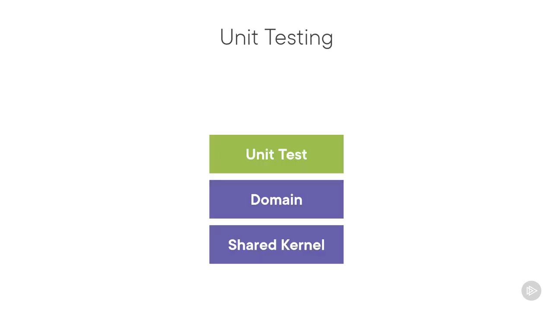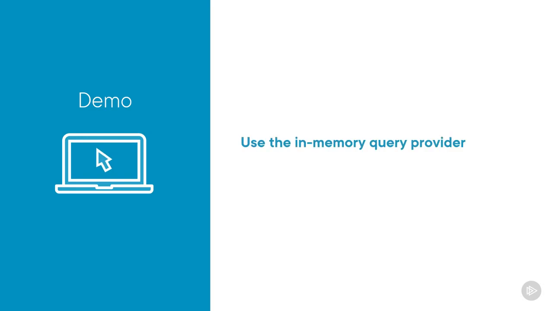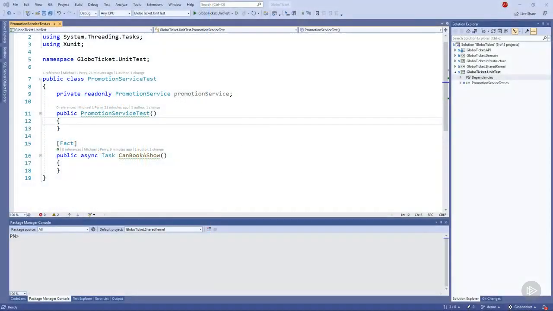Carlos adds the unit test project to the solution. He tests against the domain project so that his tests do not depend upon the storage technology. Instead of configuring the DB context to use SQL Server, he will use the in-memory query provider. He'll take steps to isolate his tests from one another so that no test passes or fails because of another one. Carlos has created an XUnit test project called globoticket.unittest.